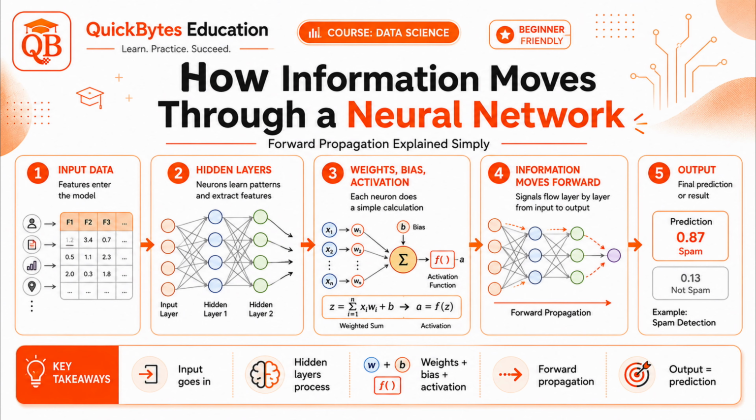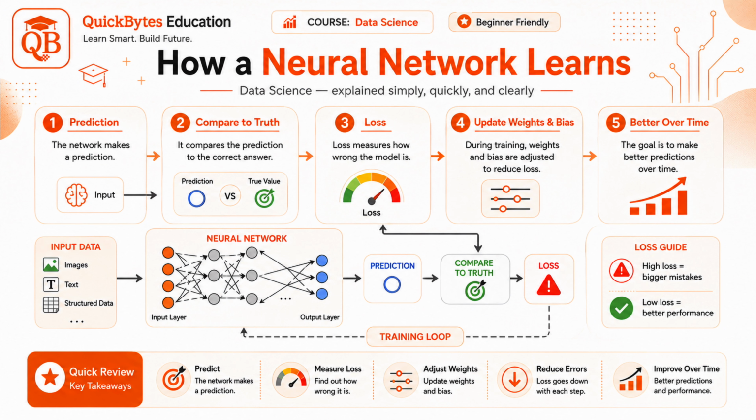Forward propagation simply means the information moves forward through the network to make a prediction. A neural network learns by making predictions, checking mistakes, and adjusting itself. First, the network makes a prediction. Then it compares that prediction to the correct answer. The difference between the prediction and the correct answer is called loss.